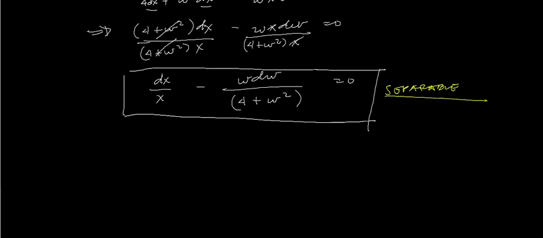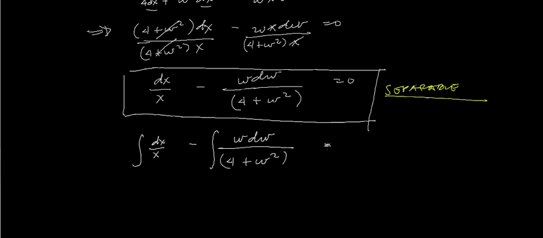Then we can now solve this differential equation using the separable method by integrating both sides. So we have the integral of dx over x minus the integral of w dw over 4 plus w squared is equal to 0. Okay, so this yields the general solution.